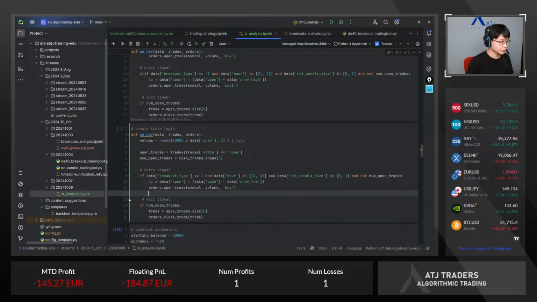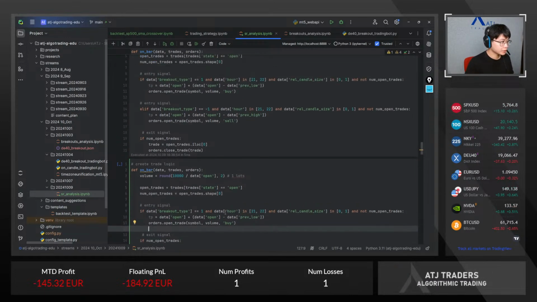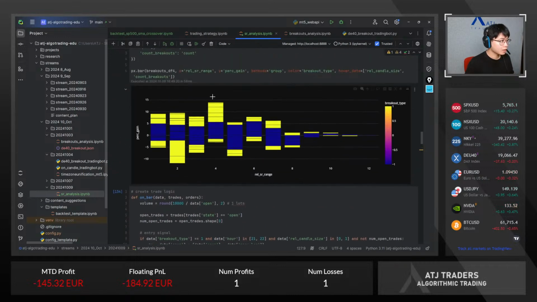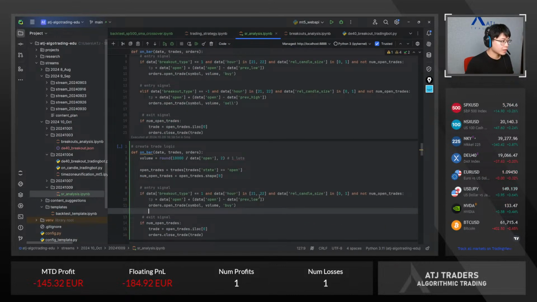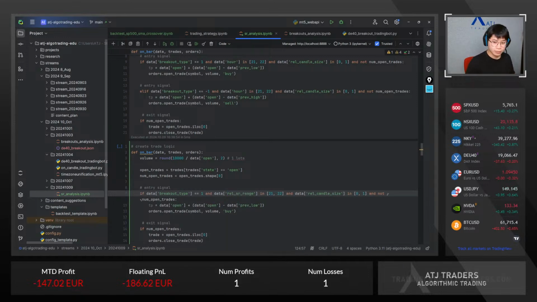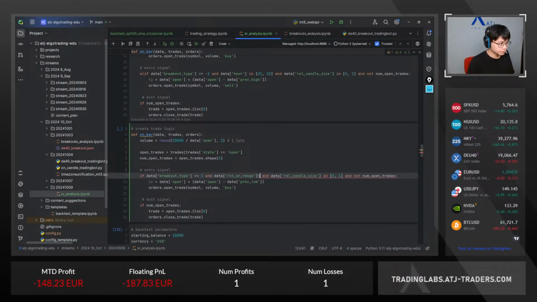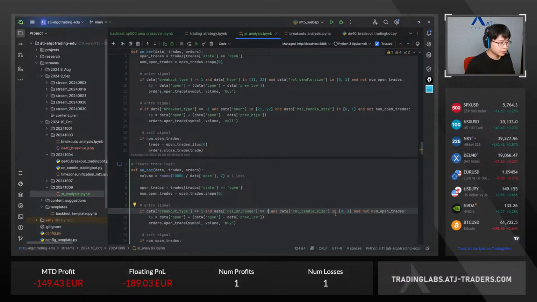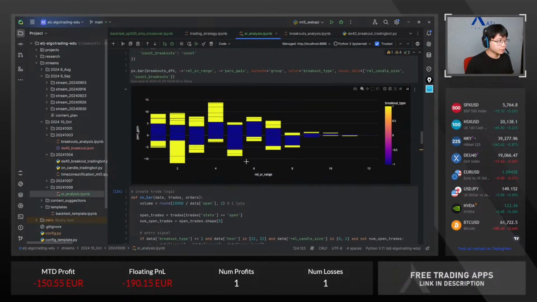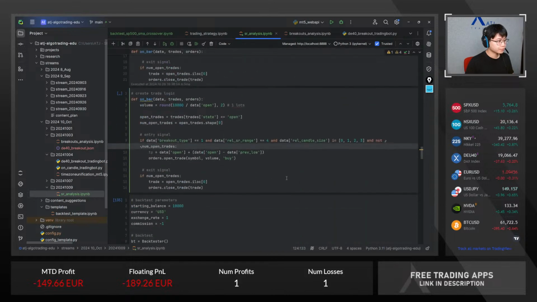And now we're just going to do buy positions. So breakout type is 1, which is bullish, and relative SR range is equal to 4, and relative candle size is in 0, 1, 2, and 3. I think that should be working.